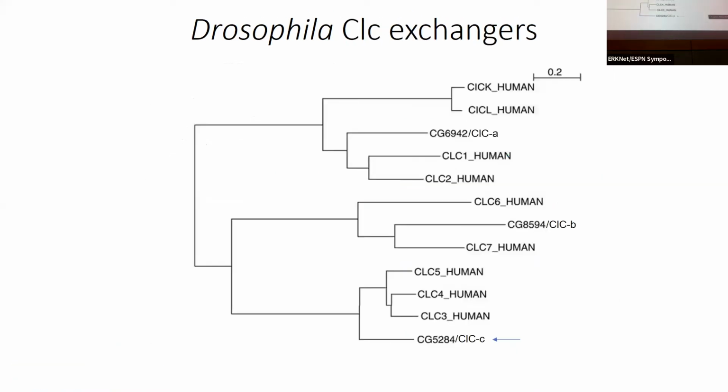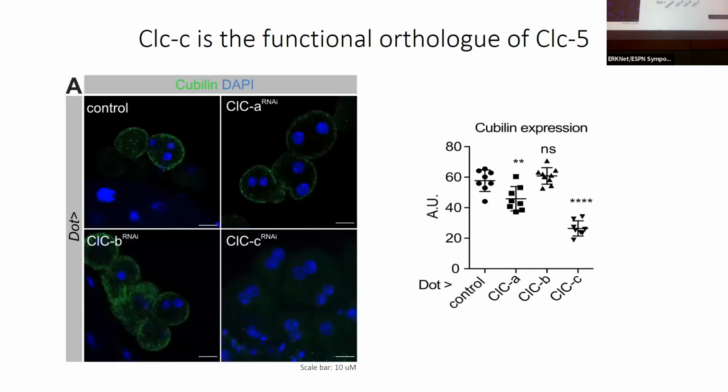And when looking into the CLCs, you have to consider that in humans there are 9 of them, but in flies there are only 3. So the question was which one of them is really the CLCN5. There was some data from the phylogenetic analysis suggesting that CLCc is closer than the others to CLC5. But we had to confirm this, and we first looked at the cubilin expression on the nephrocytes as the main hallmark of this disease.